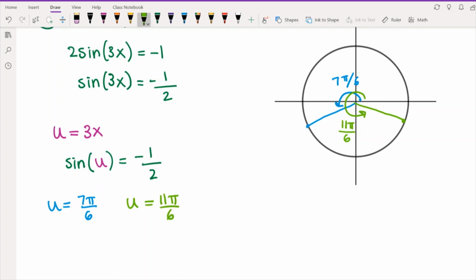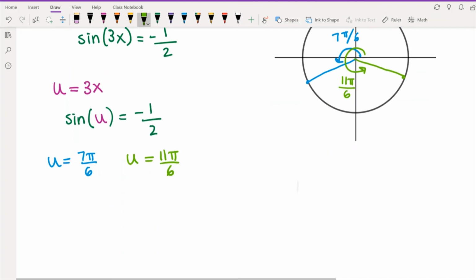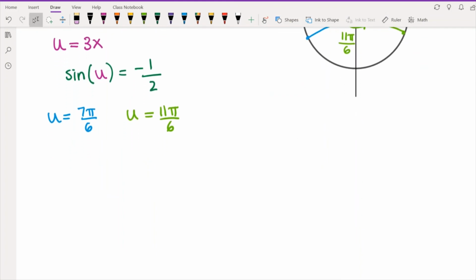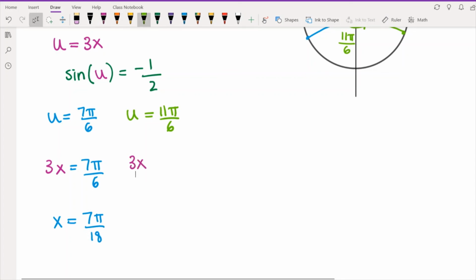Okay, so how do we now translate this? We just found u, but we don't want u, we want x. So how do we finish this off? Well, we basically just go back and write 3x. So 3x is going to be equal to 7 pi over 6. And so if we divide both sides by 3, that tells us that x is equal to 7 pi over 18. And then similarly over here, if we say 3x is equal to 11 pi over 6, that tells us that x is equal to 11 pi over 18.